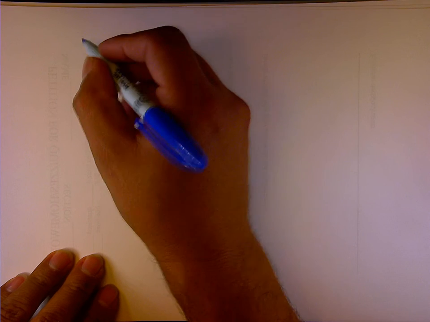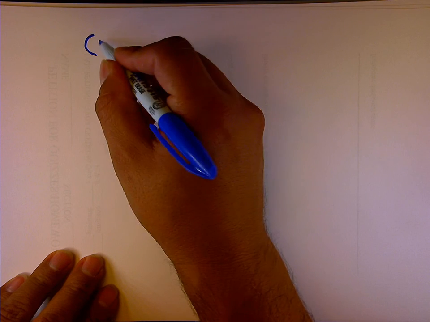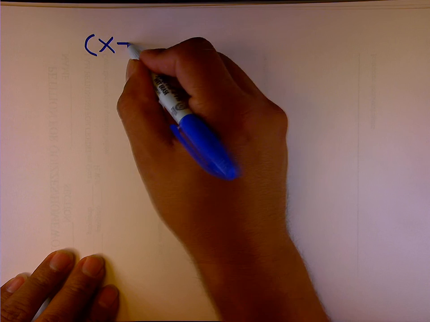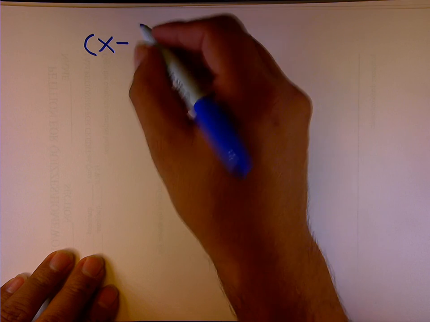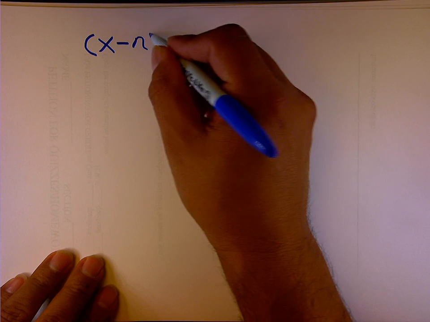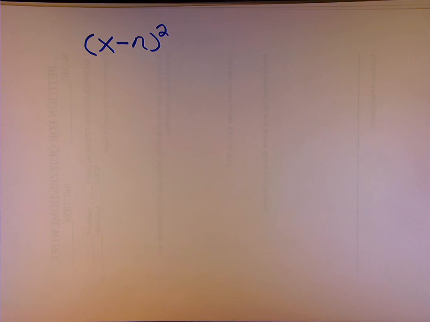So, today what we're going to talk about is completing the square. I'm going to begin my lecture with talking about what a perfect square trinomial looks like. A perfect square trinomial is any trinomial that can be factored into a single factor. An example of this is (x minus n) quantity squared. This is a perfect square trinomial in the factored form.